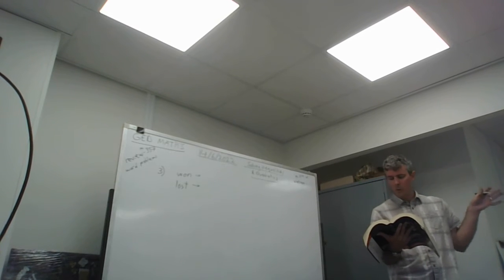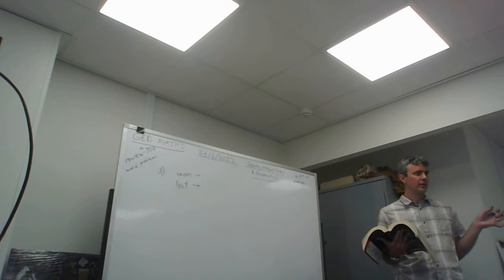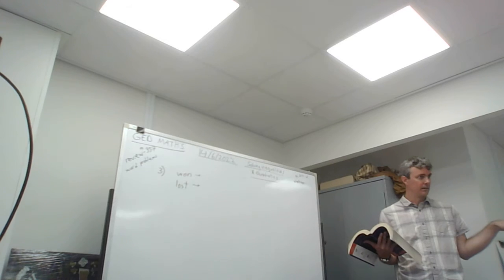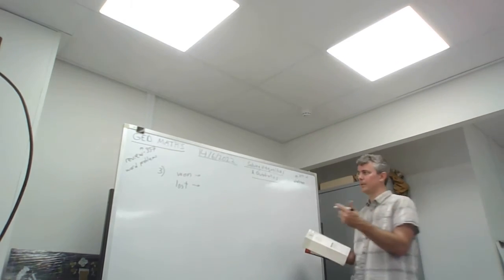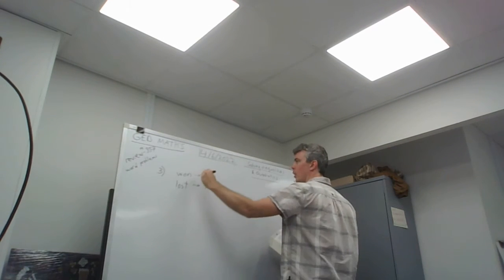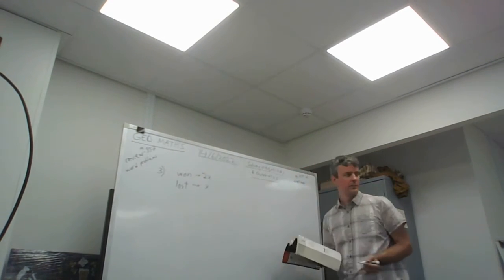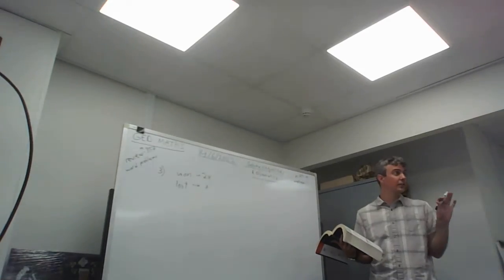It says they won twice as many as they lost. So lost can be our variable, x. Because then won can be 2x. Yes. This is the essential step.